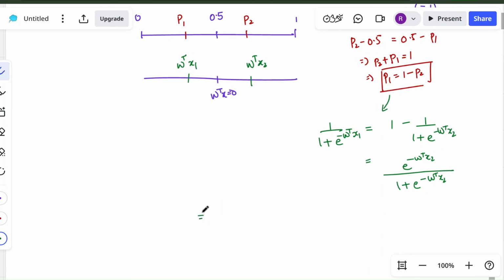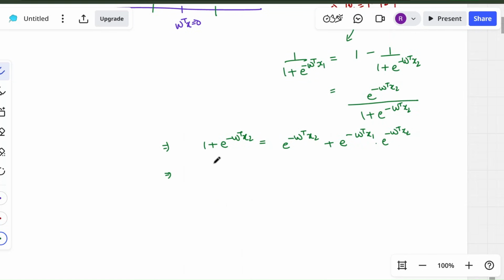Now that means 1 plus e to the power minus W transpose x2 is equal to, I'm just cross multiplying them, e to the power minus W transpose x2 plus e to the power minus W transpose x1 into e to the power minus W transpose x2, right?